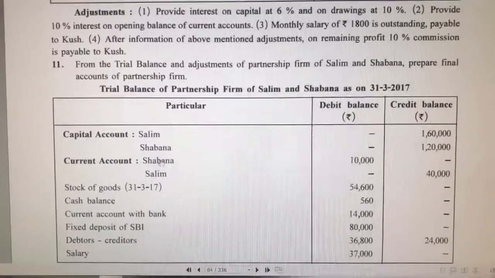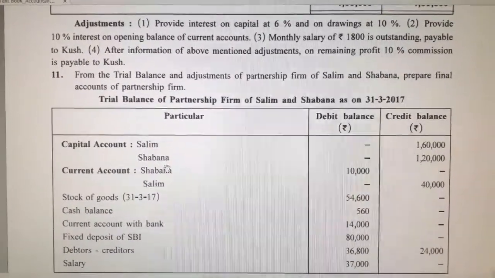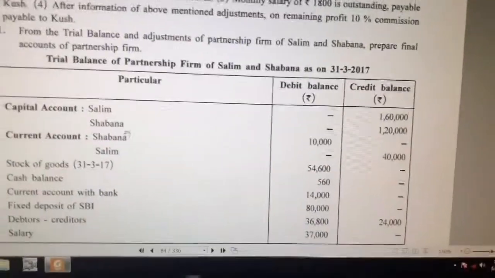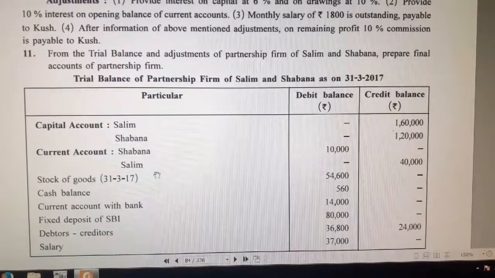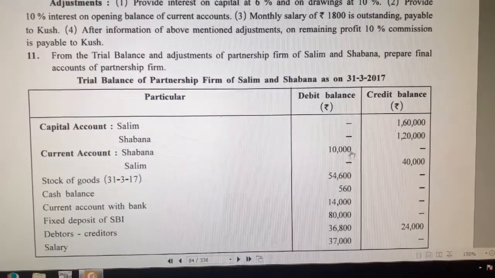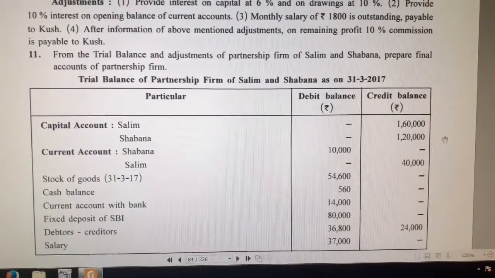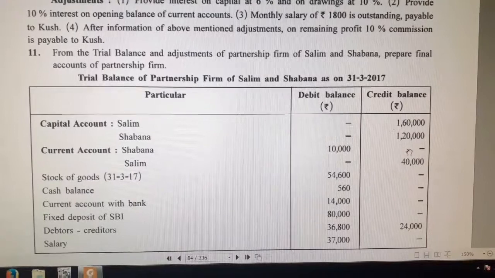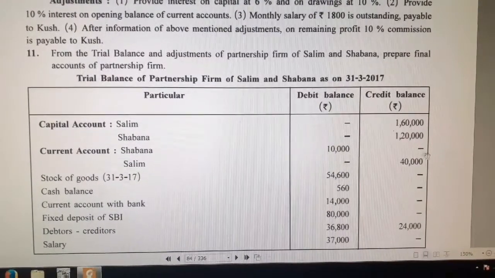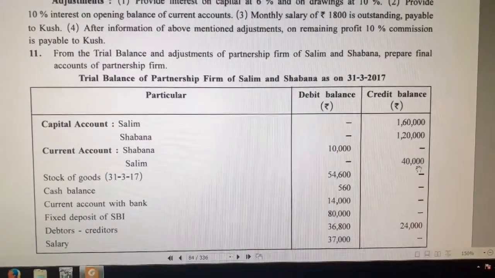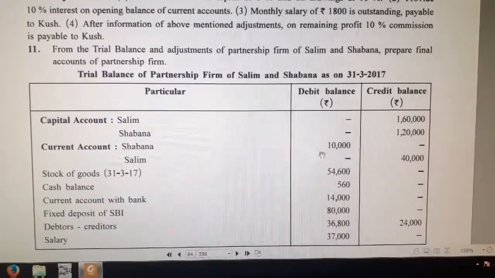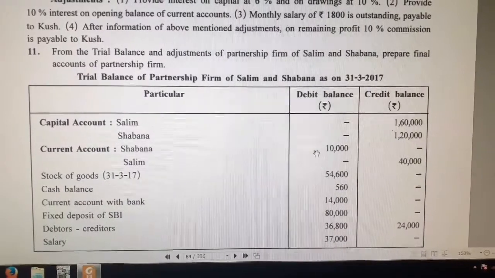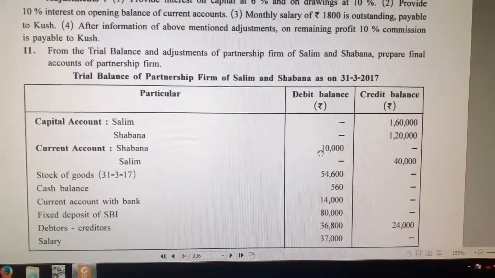Now in current accounts, a small correction is there. Here the current account balance is interchanged. So simply consider the 10,000 debit balance is of Salim and 40,000 credit balance is of Shabana. So Shabana's current account, that is 40,000, is recorded on the partner's current account credit side, and Salim's current account, that is debit balance, is recorded on the debit side of partner's current account.